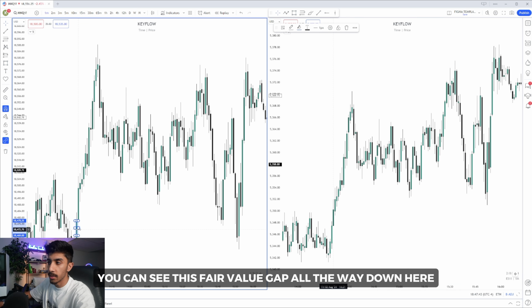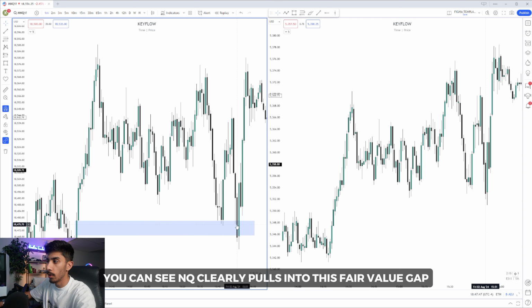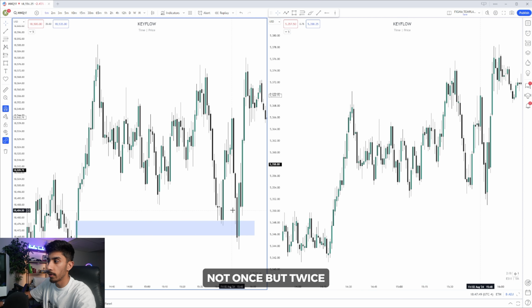On the 1 minute, you can see this fair value gap all the way down here. Extend that out. You can see NQ clearly pulls into this fair value gap not once, but twice.